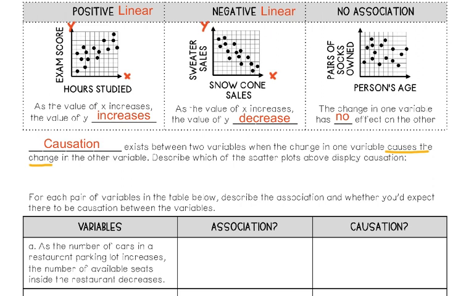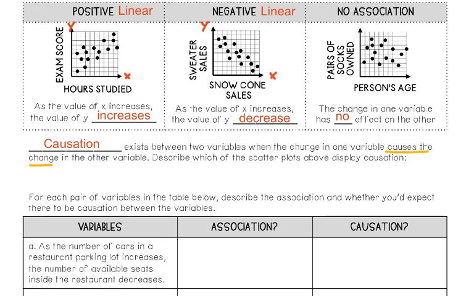So we're going to look at two examples and try to decide whether we think there's an association, if so, what type of association there is, and we're going to see if there is a causation that may be causing the association to happen. In the first example, it says as the number of cars in a restaurant parking lot increases, the number of available seats inside the restaurant decrease. Is there an association there? Yes, there's a relationship between the number of cars in the parking lot and the people in the restaurant.